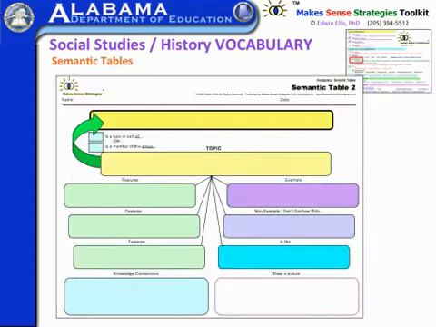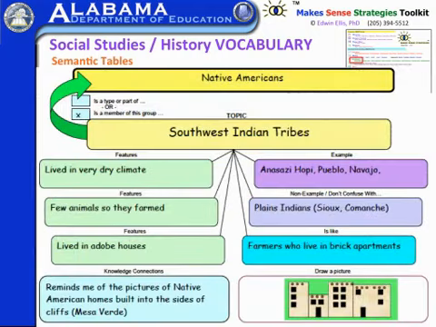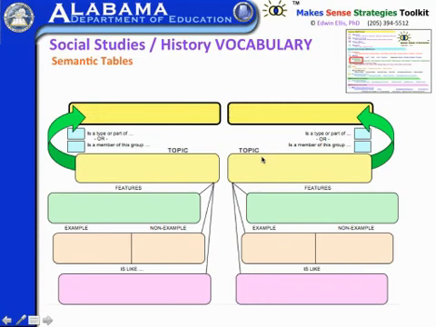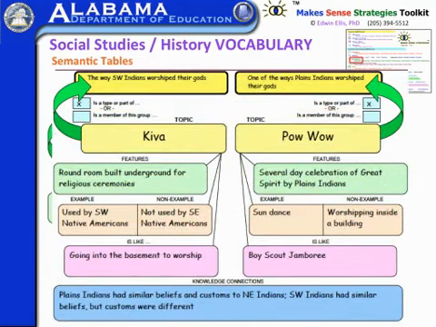Now here's a similar one with slight differences in it. This one's illustrating the Southwest Indian tribes. And it's different in that now we have an example, and then what would be a non-example, or don't confuse them with, and then is like, and so forth. This one is comparing two terms. And so here we're comparing a kiva with a powwow. So it's essentially doing the same thing, just two side by side. So each one deals with an example and a non-example, and it is like an analogy or a simile.